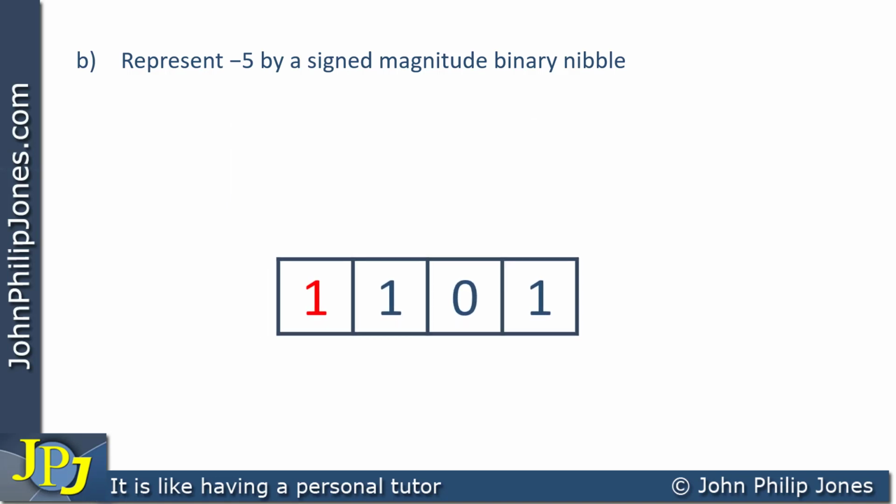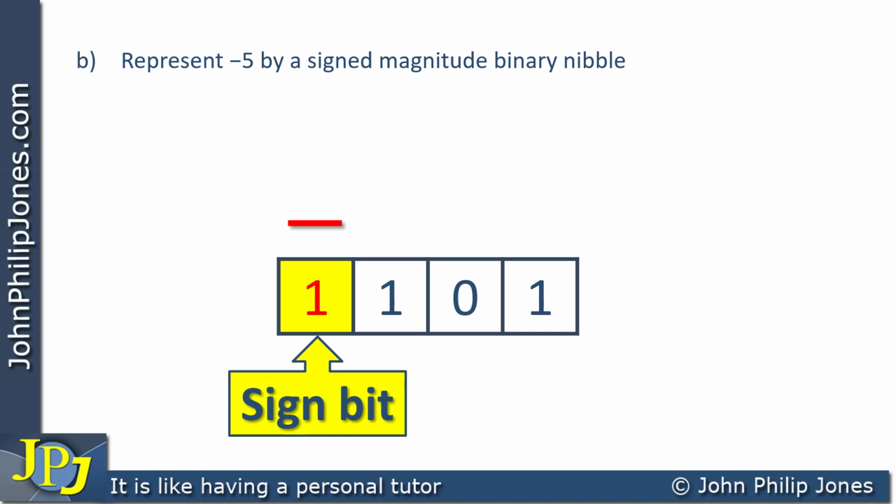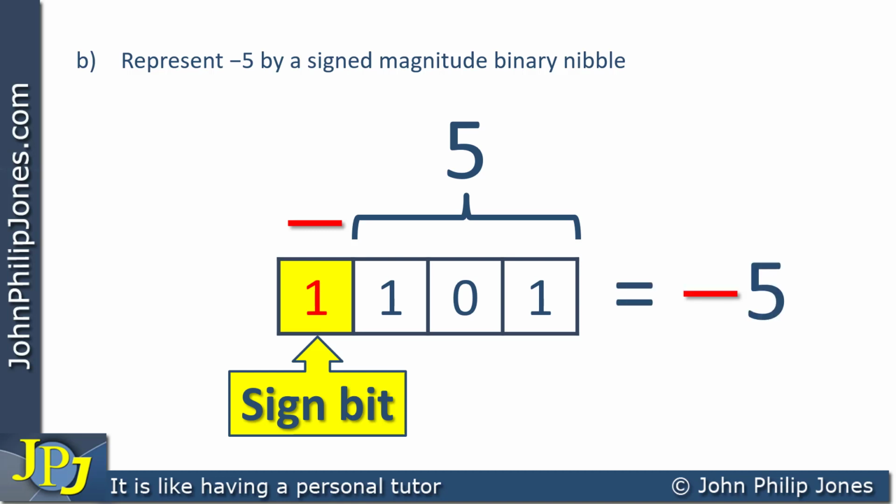Let's consider the nibble. The area that I've just shaded yellow is the sign bit, and because it's a 1, it represents negative. The remaining 3 bits are the magnitude, and that has the magnitude of 5. Consequently, the nibble equals -5. This is the sign bit that gives us the negative, and this is the magnitude that gives us the 5. So you can see that this nibble represents -5.